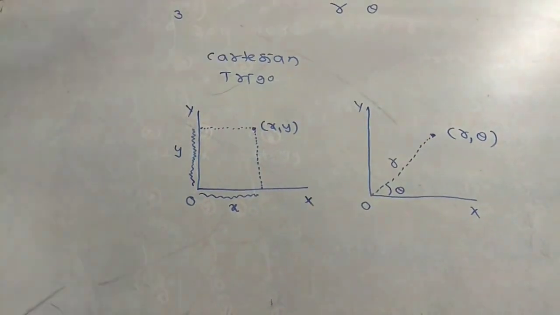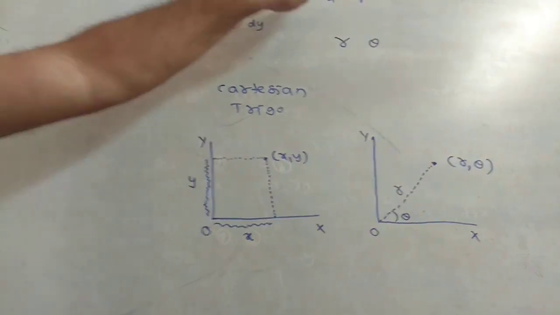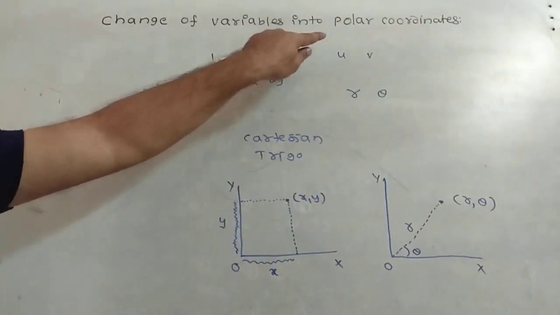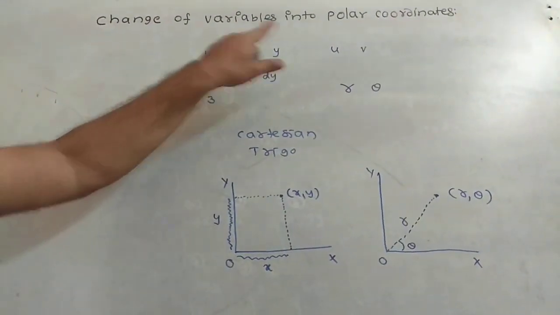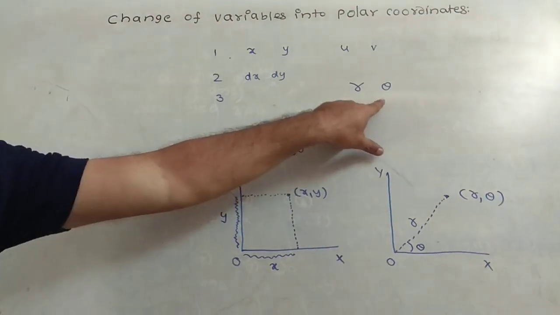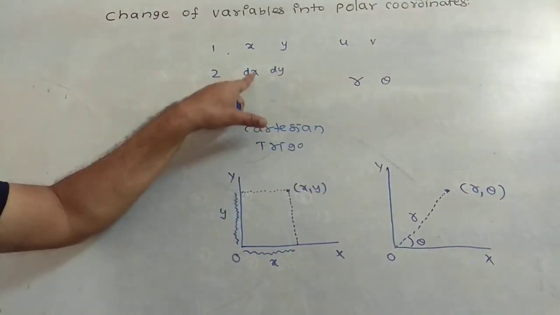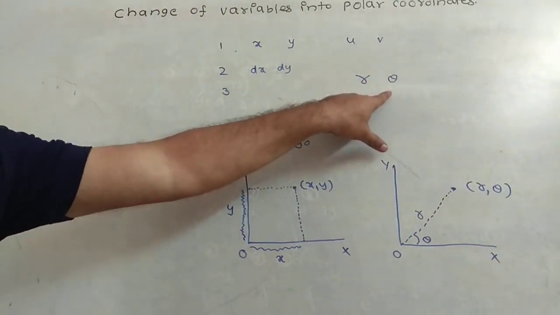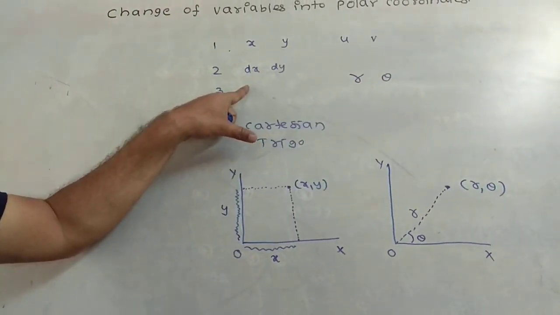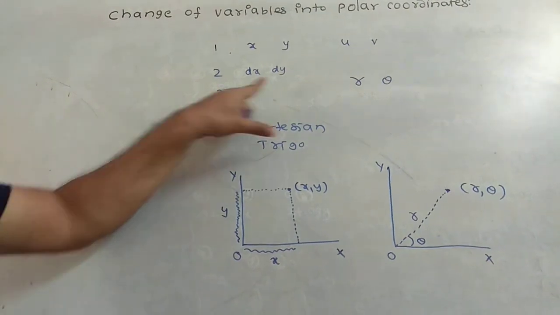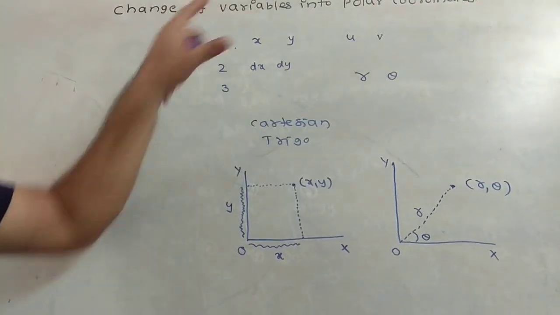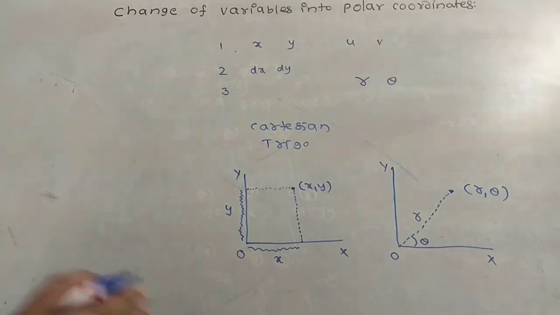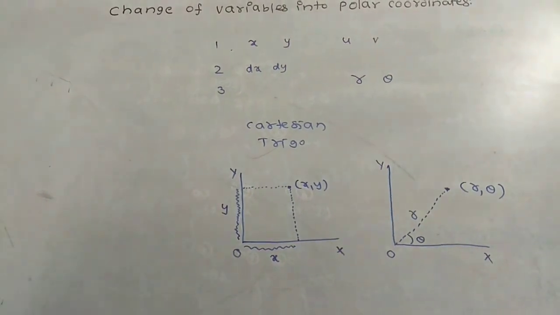So in the case of change of variables into polar coordinates, our main intention is, first, you convert into r and theta. Then dx dy is represented in terms of r and theta. And the third task is identifying the limits of r and theta based on your given problem. So that we will take by taking one small example.